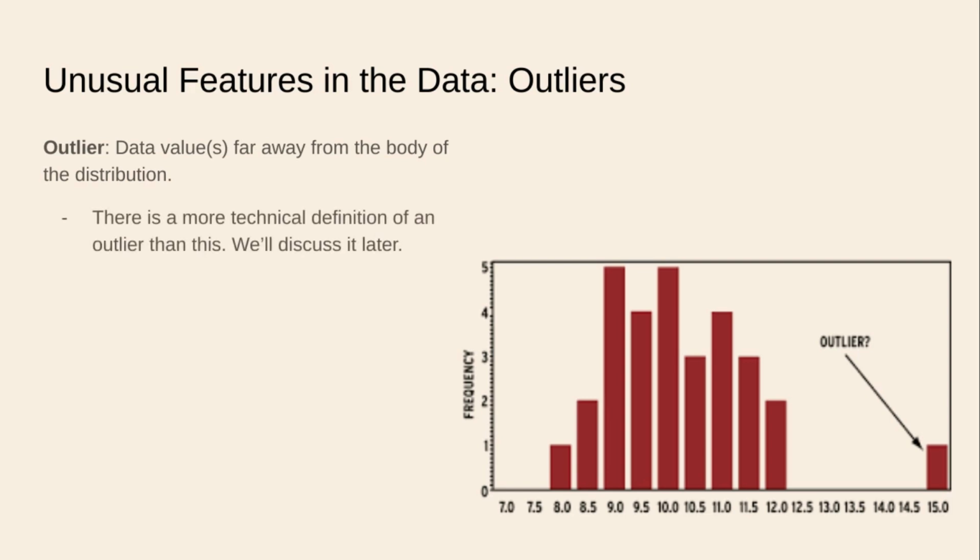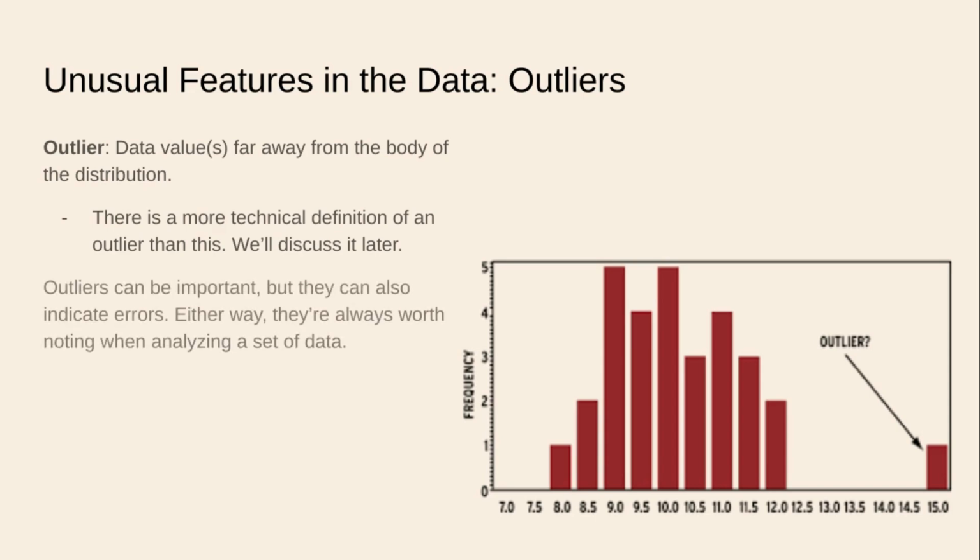There is a more technical definition of an outlier than just, oh, it looks a little different, but we will discuss that shortly. Outliers can be important, but they can also indicate errors, all right? This may be an important data value, or this may be 10.5 typed in incorrectly. Either way, they're always worth noting when analyzing a set of data.